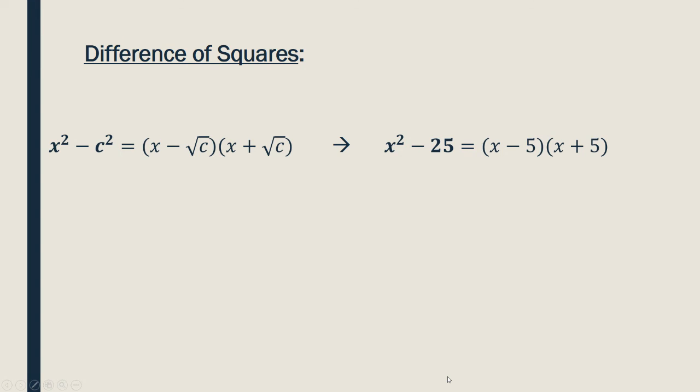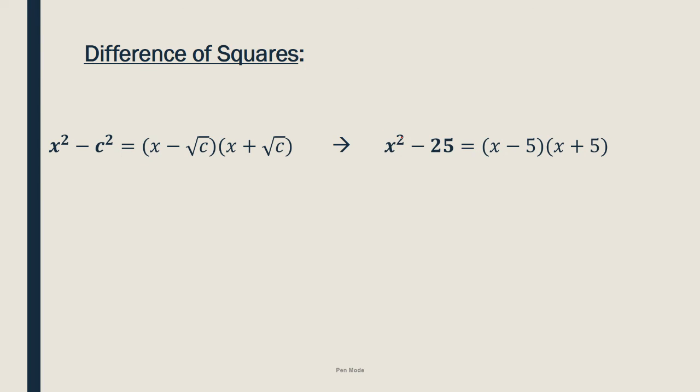Okay, one other thing, the main reason that we talk about this is called the difference of squares. The main reason we talk about this is because sometimes it does pop up on the ACT, the difference of squares formula. So the difference of squares formula says if I have a function like this, x squared minus c squared, then the factored form of that function is going to be x minus the square root of c times x plus the square root of c.